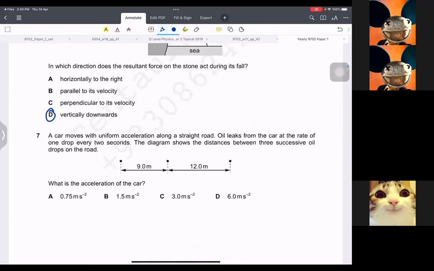Now, a car moves with uniform acceleration along a straight road. Oil leaks from the car at the rate of one drop every 2 seconds. Okay. The diagram shows the distance between successive oil drops. What is the acceleration of the car?